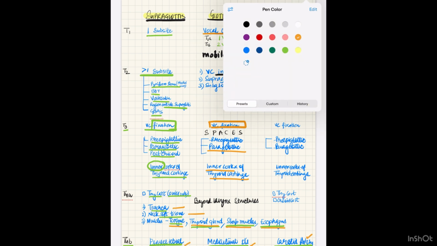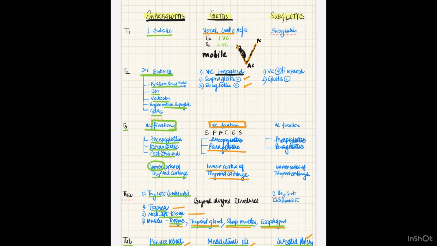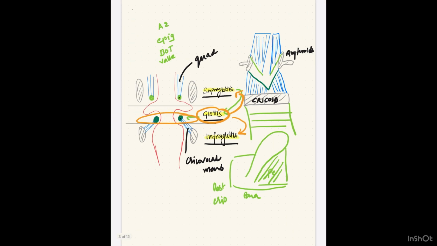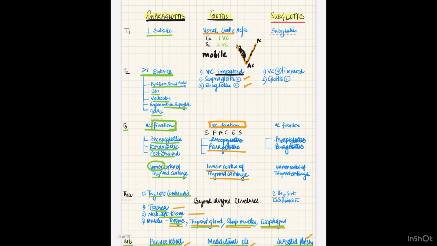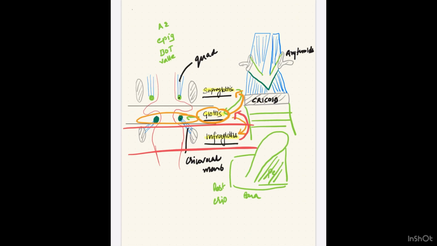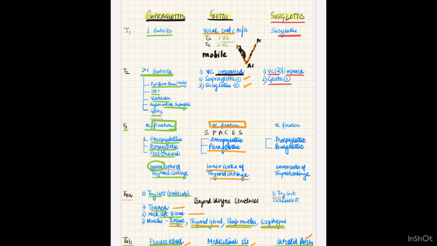Okay, easy. Now we have subglottis. So subglottis. This is our subglottis part. Okay, so what can get involved? T1, subglottis involvement is there. T2, again, vocal cord is either normal or impaired. But where can it go? It can spread first to glottis. So it has gone till glottis now. So if it goes to glottis, T3 will again be vocal cord fixation.